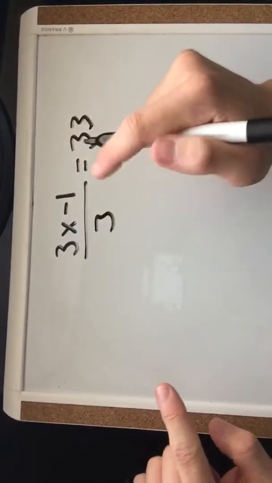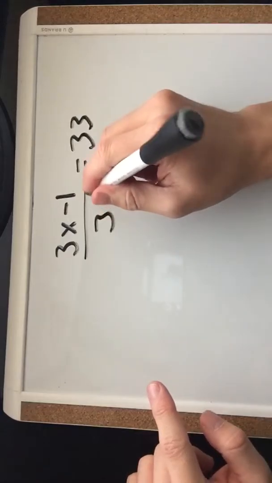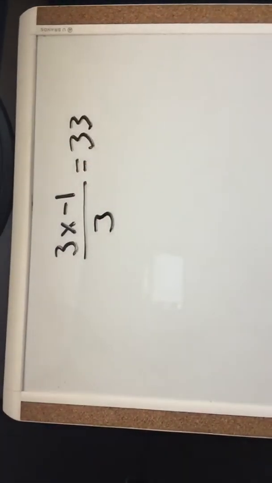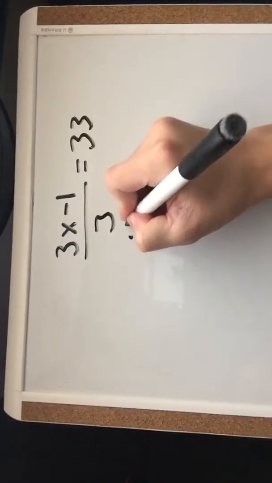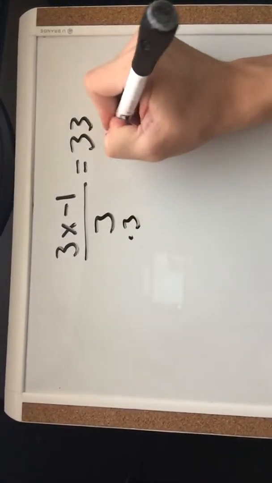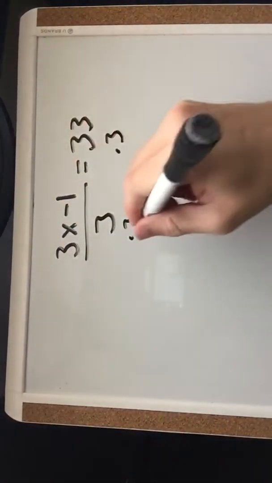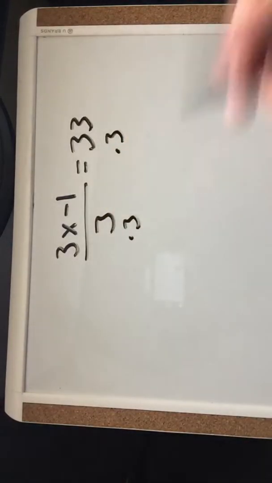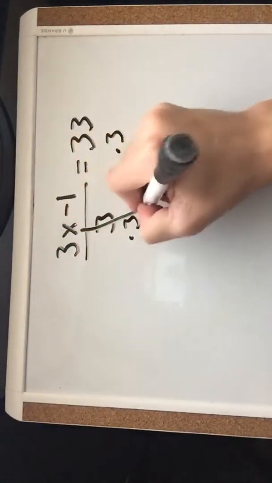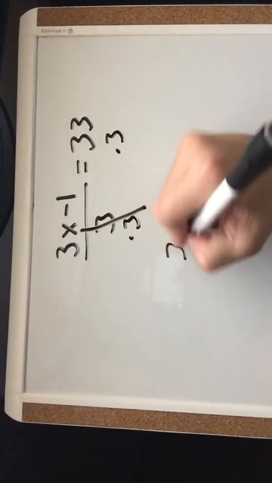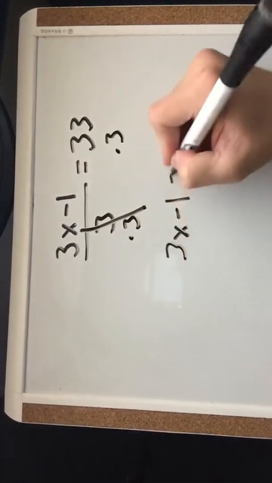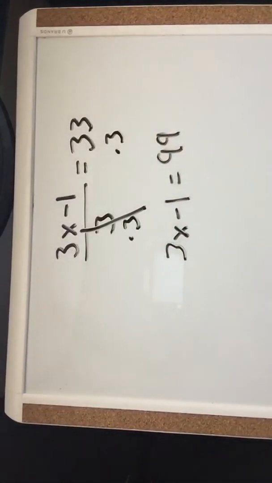Alright, to do this, we have this divided by 3. That's pretty annoying. Let's get it out of the way right now. So, times 3, because the opposite of division is multiplication. So these two will cancel each other out, and we will get 3x minus 1 equals 99.